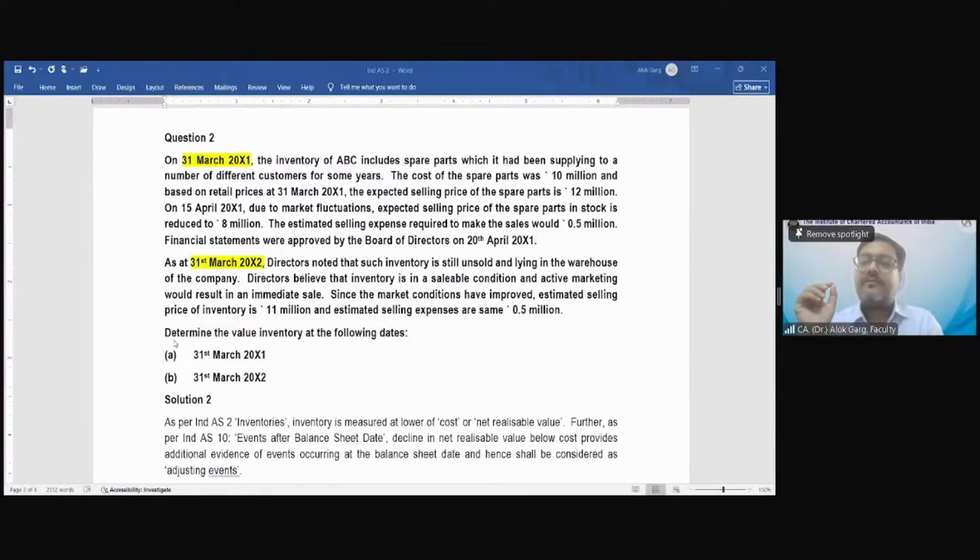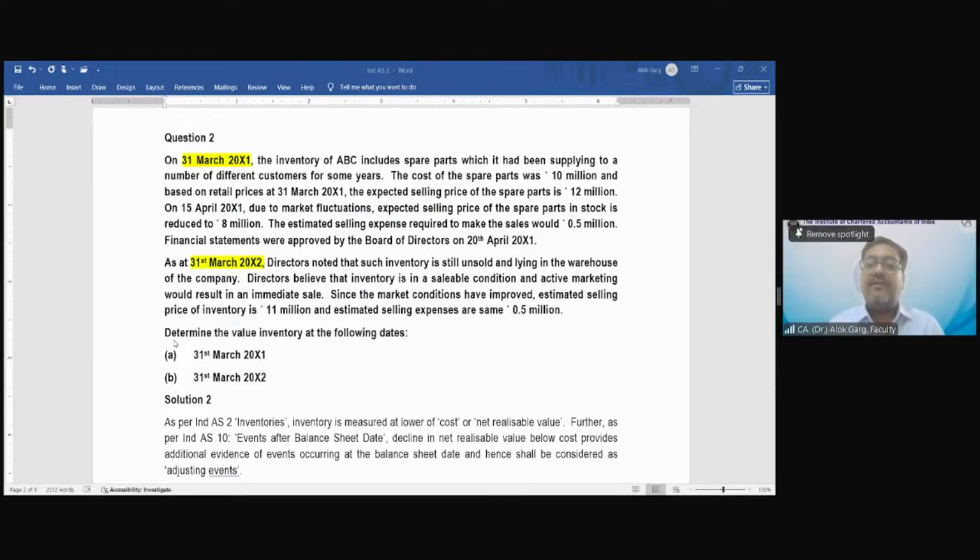So the decline in the value in the post balance sheet event will be treated as an adjusting event, right? And the estimated selling price will be computed as 7.5 million. So accordingly, closing inventory value will be 7.5 million. The cost is 10 million. So this 2.5 million would be recorded in the statement of profit and loss, right? Impairment loss on inventory, and it has been recorded in profit and loss.